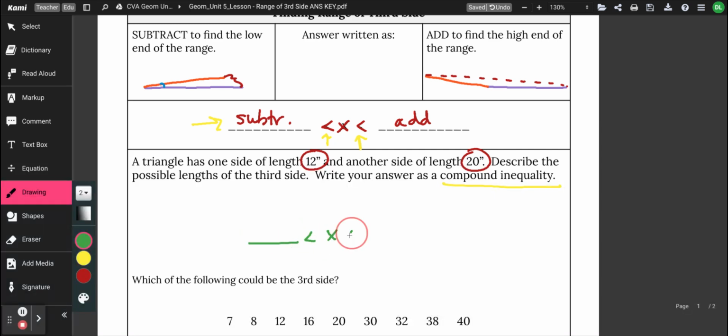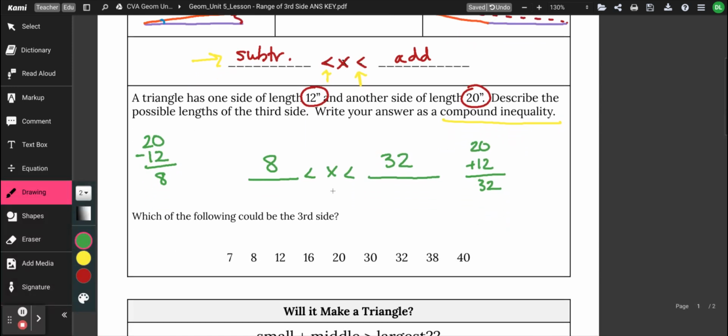So I can go ahead and get my answer ready to go. I know for the small side, I have to subtract them. So we're going to say 20 minus 12, and I know that equals 8. So 8 inches would go on this side. And then for the high end, we're going to add them. So we'll say 20 plus 12, which is 32. Now, what that means is x has to be in between 8 and 32, but not equal to 8 and 32.